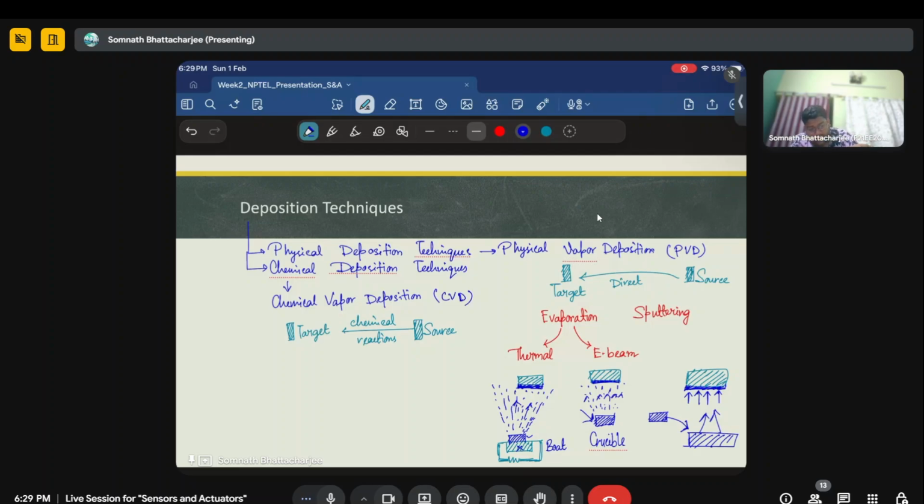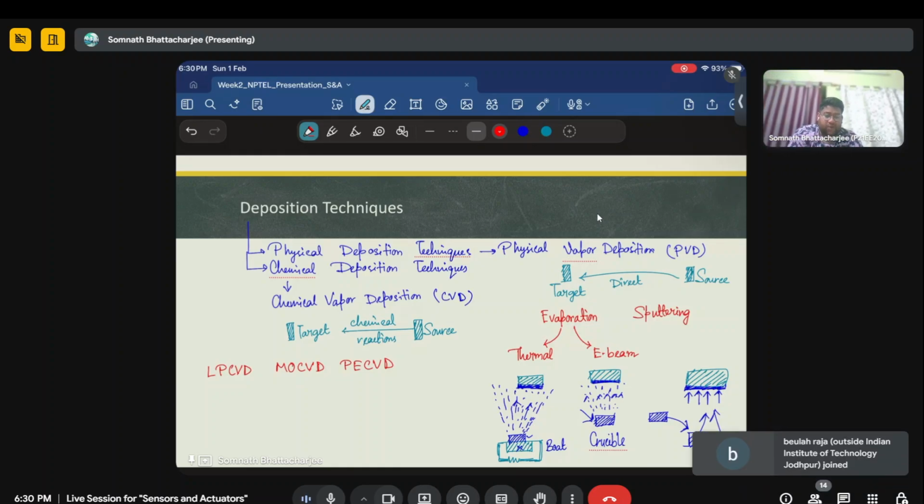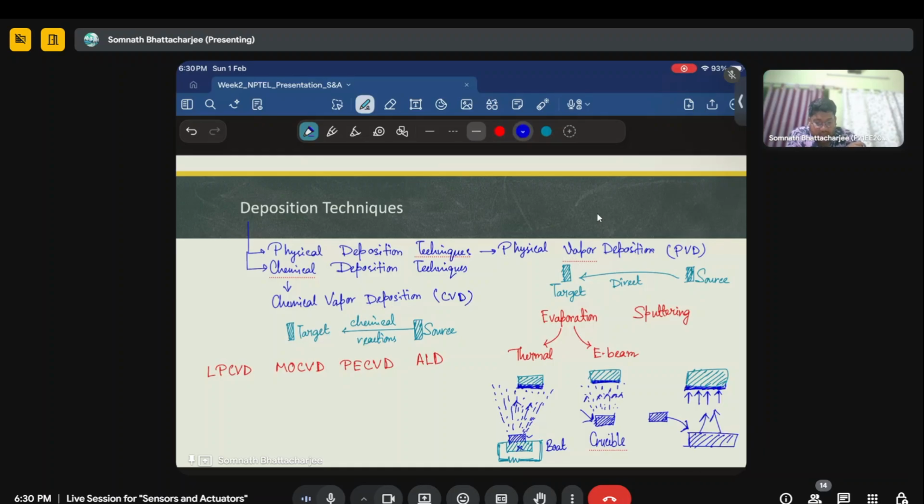Now, in the case of chemical vapor deposition techniques, some of the most common ones are LPCVD, MOCVD, and PECVD. These are based on different conditions used. LPCVD is a low pressure one, and under a plasma environment and different environments, everything works. One of the newest and most unique ones is the ALD process. So what is an ALD process?